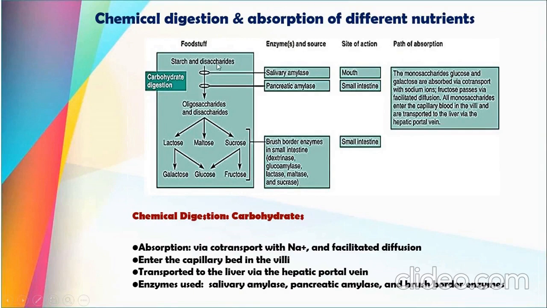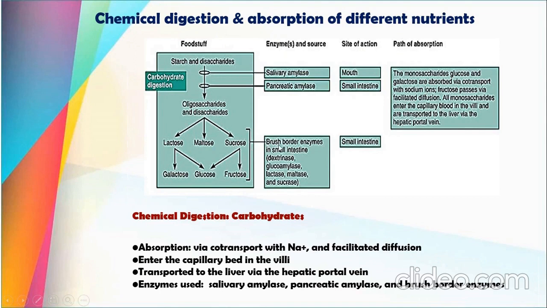Now starch and the disaccharides in the presence of salivary amylase and pancreatic amylase. The site of action for salivary amylase is the mouth, and for pancreatic amylase the site of action is the small intestine. They form oligosaccharides and disaccharides. These are further divided into lactose, maltose and sucrose. Again, lactose is divided into galactose and glucose, and sucrose is divided into glucose and fructose.